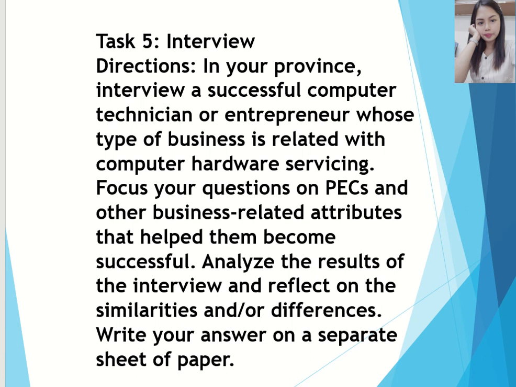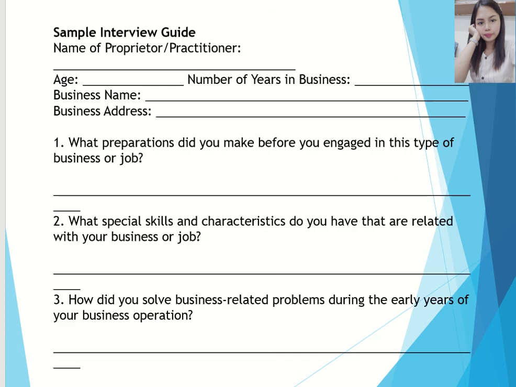For your task, since it's a pandemic, we're going to do an interview. You can use the chat or Facebook, it's up to you what kind of app you are going to use. In your province or place, you interview a successful computer technician or computer entrepreneur whose type of business is related to computer hardware, servicing, or programming. Focus your questions on the PECS and other business-related attributes that help them become successful. Analyze the results of the interview and reflect on the similarities and your differences. Write your answer on a separate sheet of paper.